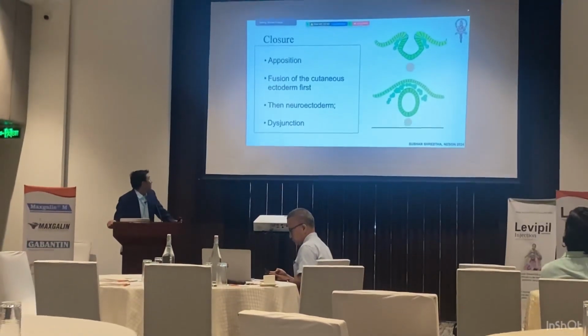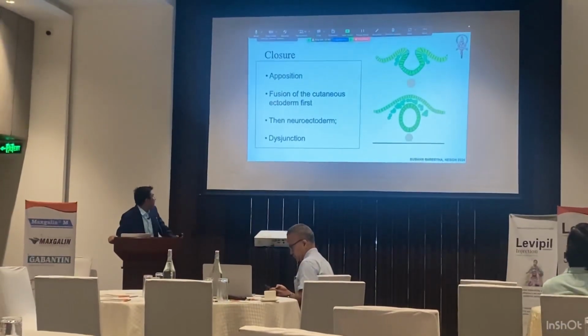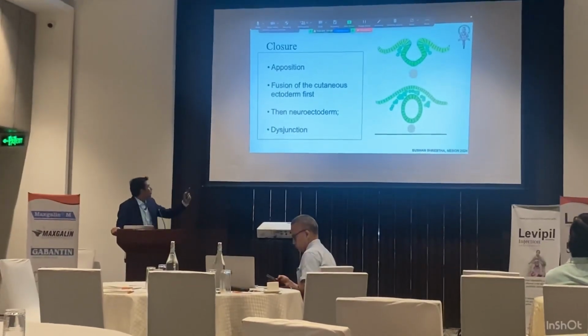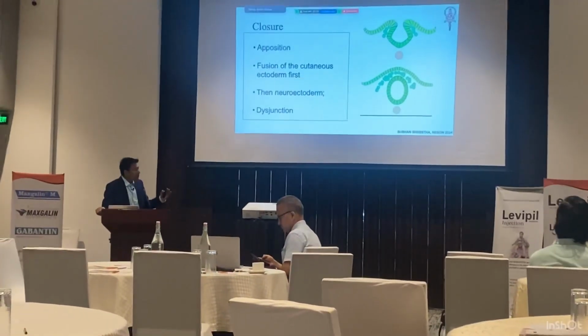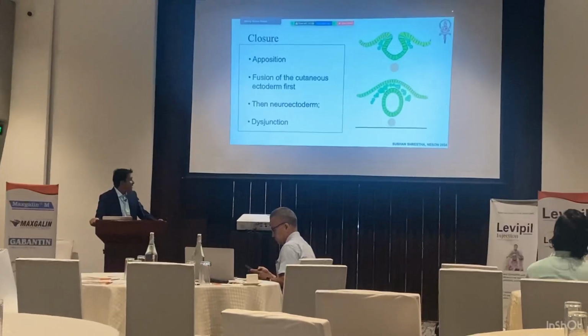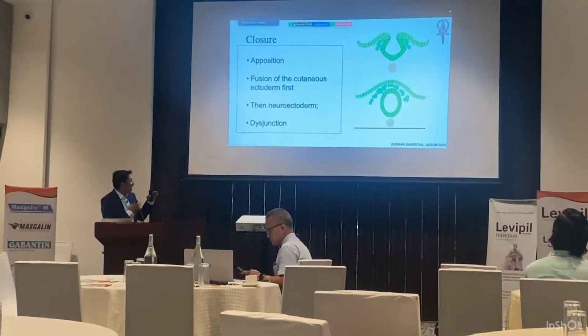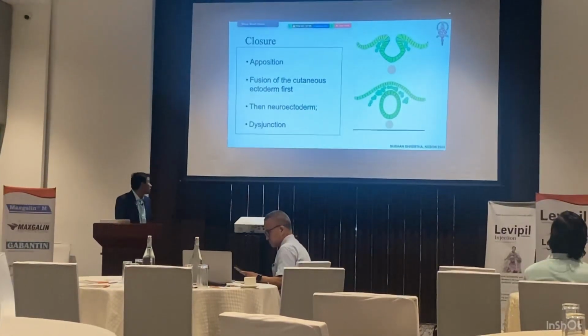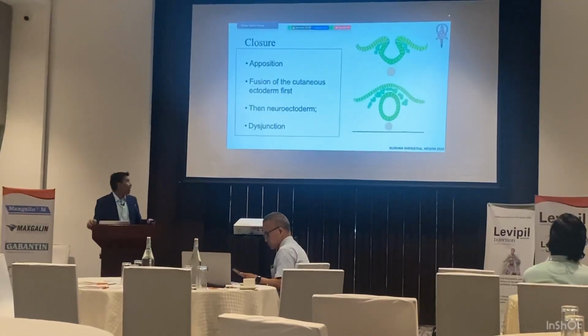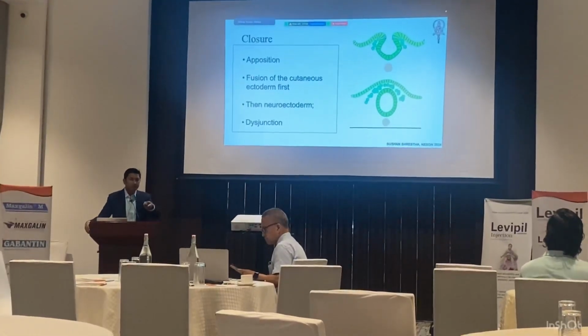Now the closure in detail: there will be first the apposition and then the fusion of the cutaneous ectoderm, and after that only the neuroectoderm fuses, so that later the ectoderm and the neuroectoderm separate, which is called the disjunction, and after that mesenchymal cells will lie in between. So next.